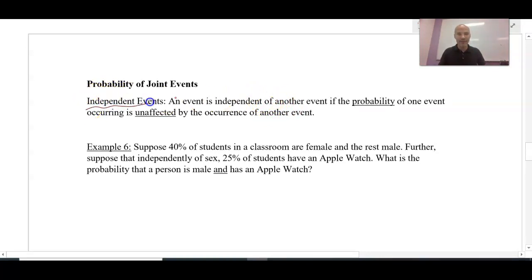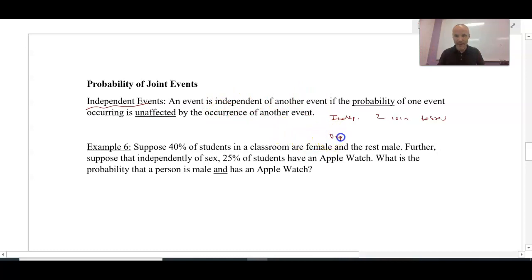First of all, a little definition here. We say that events are independent if the probability of one event is not affected by the occurrence of another event. So an example of independent would be 2 coin tosses. The first event, being the first coin toss, is going to have no influence on the likelihood of what happens in the second coin toss.